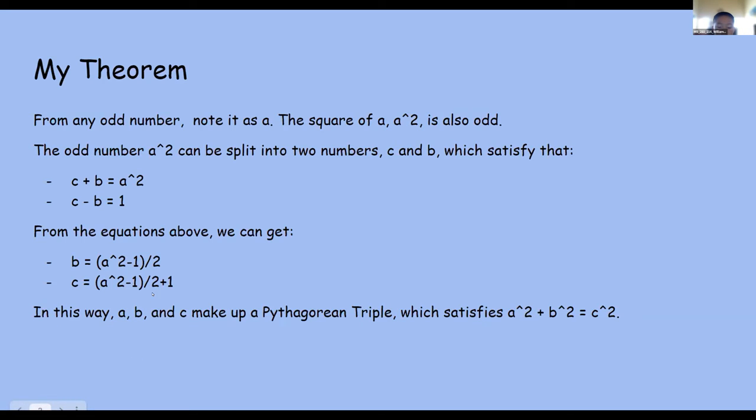In this way, a, b, and c make up a Pythagorean triple, which satisfies a squared plus b squared equals c squared. So for example, if we take the earlier Pythagorean triple I mentioned, 3, 4, 5, and you just input 3, then my program takes the 3, squares it, so 9, then minus 1, so 8, then divided by 2 is 4. So the second number is 4, and the third number is just one more than the second number, so the third number is 5. And as you can see, my program works because it came up with 3, 4, 5 out of just 3.